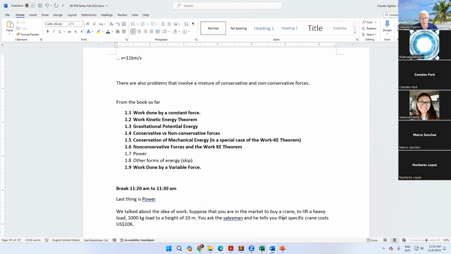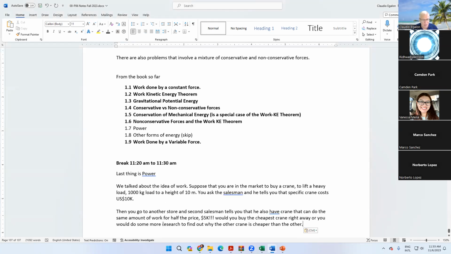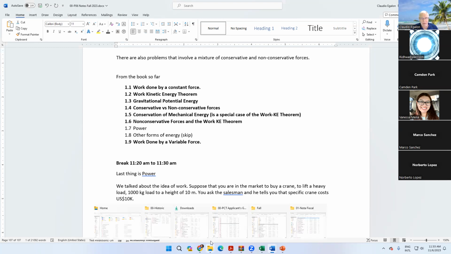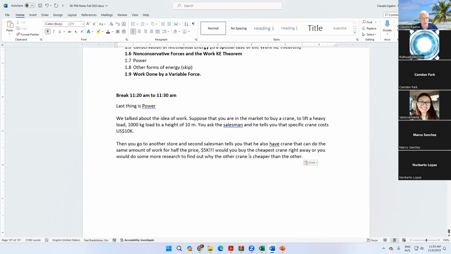You ask the salesman, and he tells you that there is a specific crane that costs $10,000. It's hypothetical, okay? Then you go to another store. You don't buy that crane yet. You go to another store and you find out there is a much cheaper crane out there. It's half of the price. It sells for $5,000.